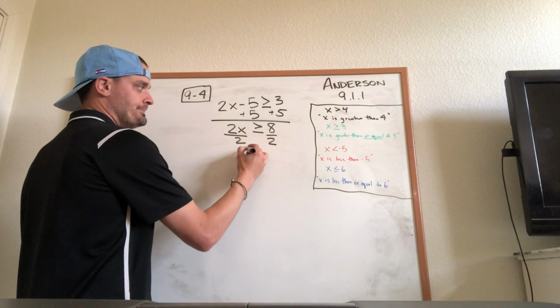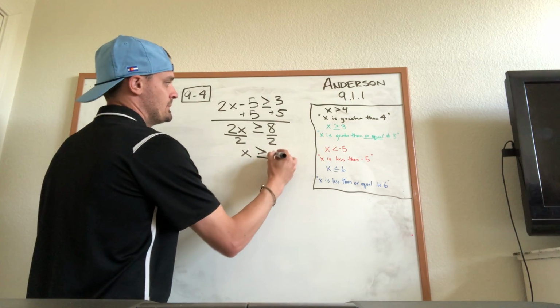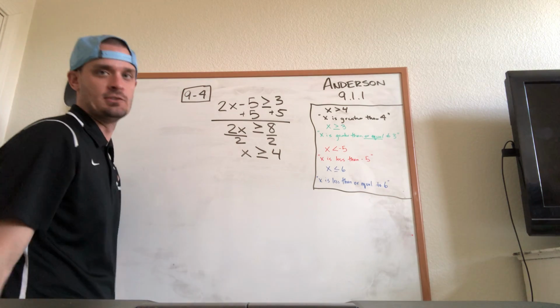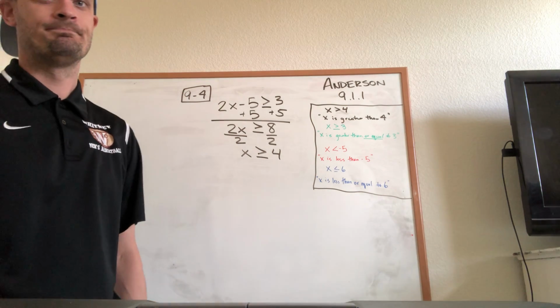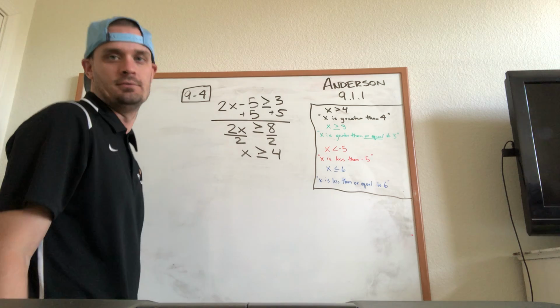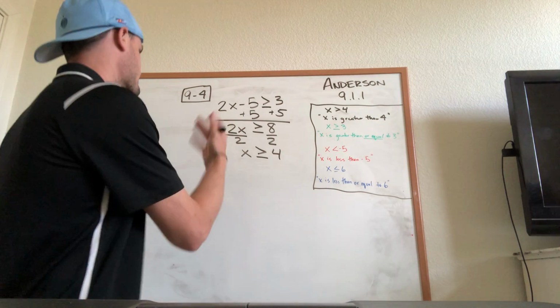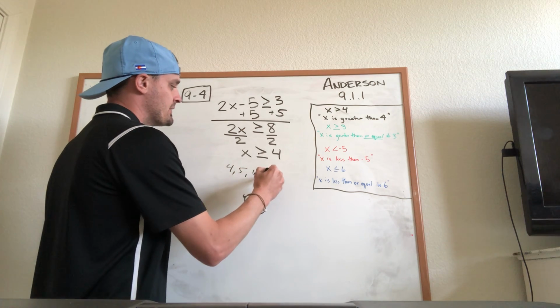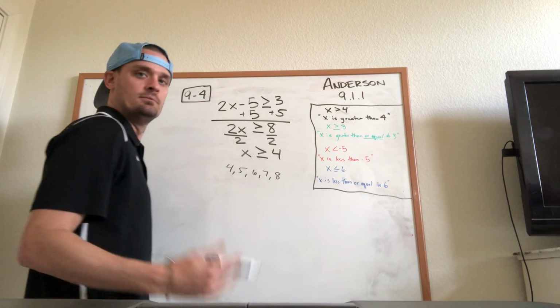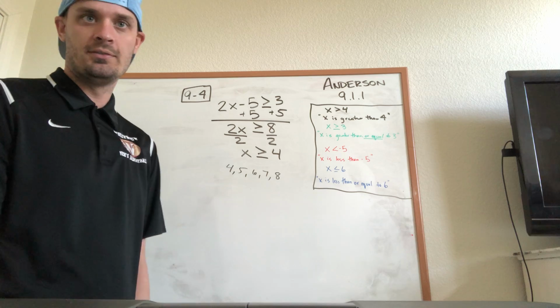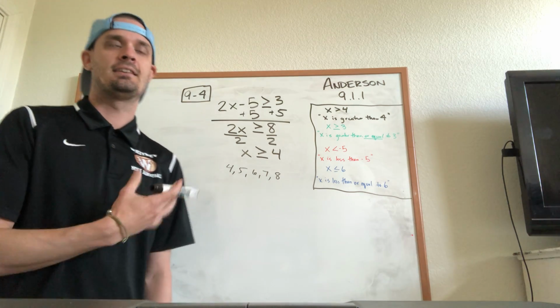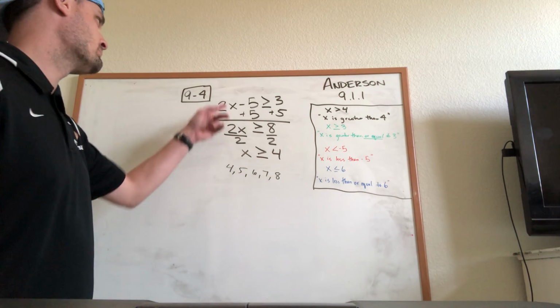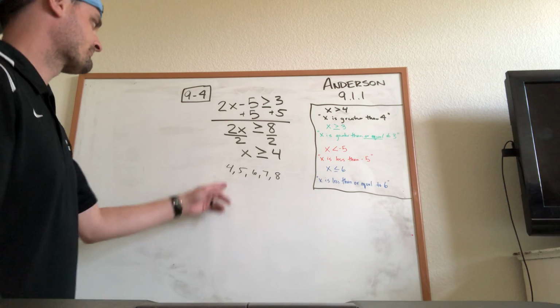Divide by 2. So now we have x is greater than or equal to 4. So the problem asks to come up with a handful of numbers that fit this inequality. 4, 5, 6, 7, 8 all work. 9, 10, 11, 12, all the way up to infinity, would all fit. Now you can always go back and plug it in and make sure that it works.